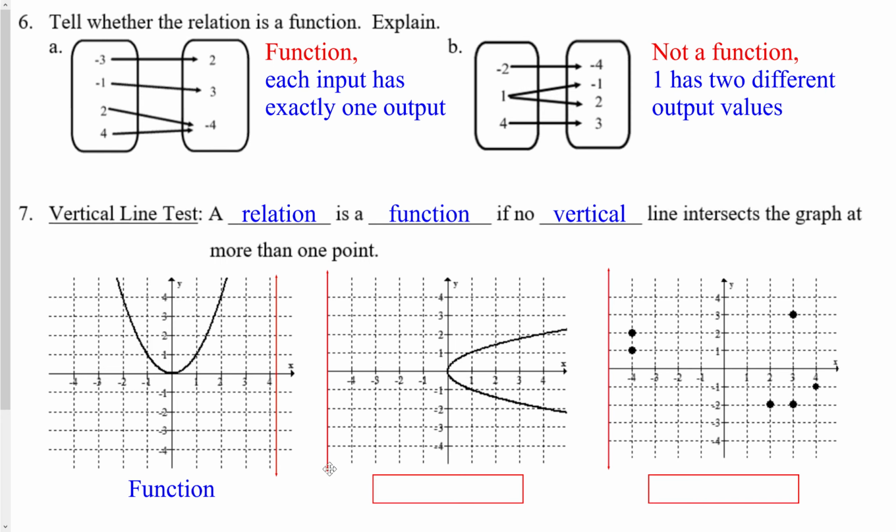The function in the middle, if I were to move this vertical line across, it only has to happen one time. Here you can see it happens multiple times, actually an infinite number of times. This vertical line is intersecting that graph at more than one point at a time. So this one fails the vertical line test, so is therefore not a function.